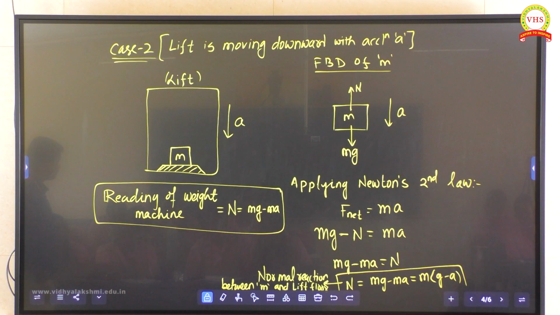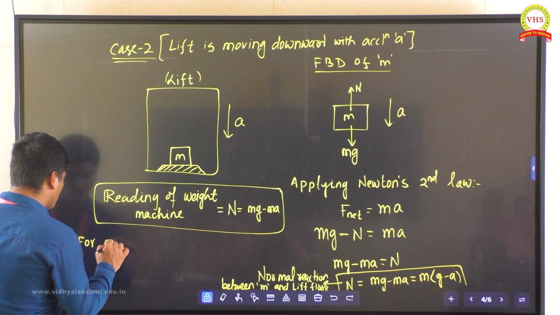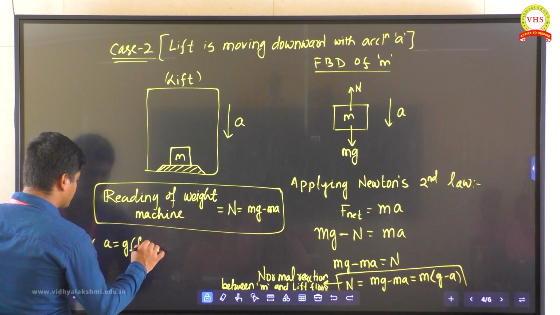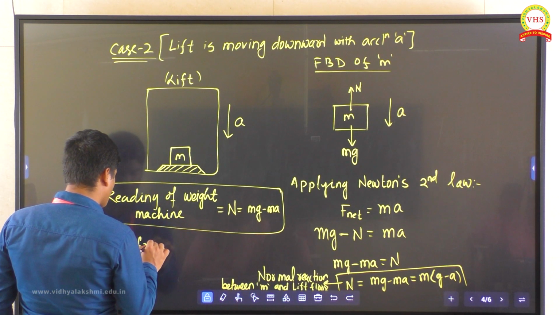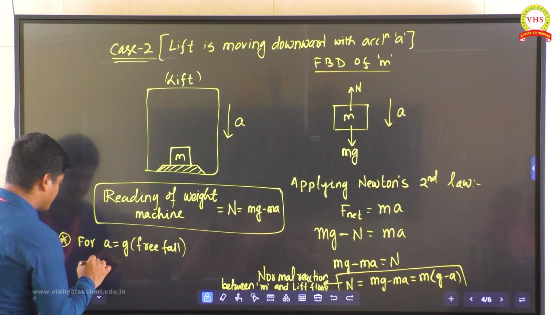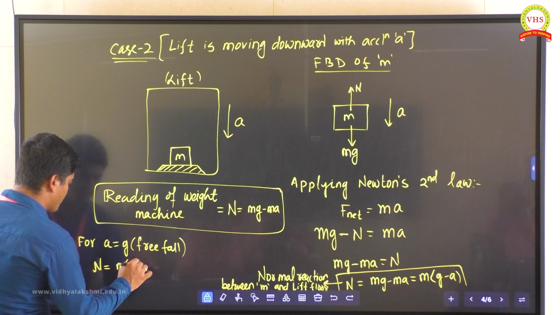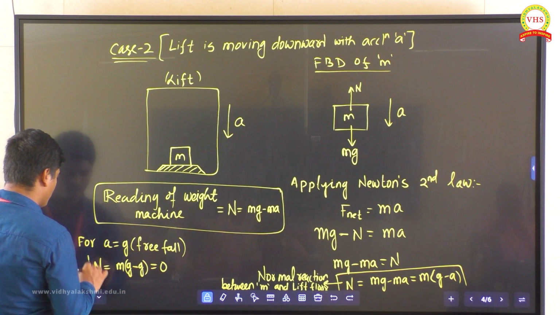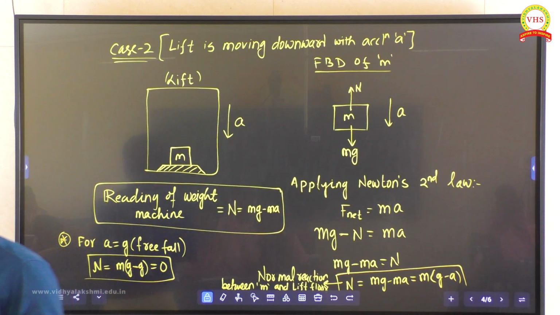We'll see what is happening. In this case itself you write a star mark point: for a equal to g, that is a free fall case, a freely falling object. You write normal reaction equal to m(g minus g), which is 0. So normal reaction is 0, no normal reaction. So give a star mark and write that for free fall, your normal reaction is 0.